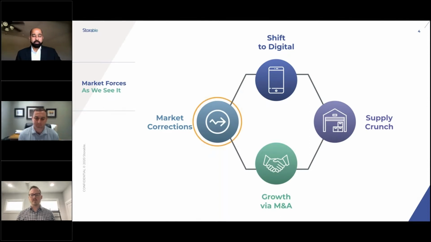There's been four main market forces we've been tracking. I'm actually going to skip over the first three because we've been covering these for the last few months. But I want to focus on the one we're discussing today, which is this concept of market corrections. For those that attended last month, this will be a little bit redundant for you, but I want to give a real quick view into what we're talking about here.